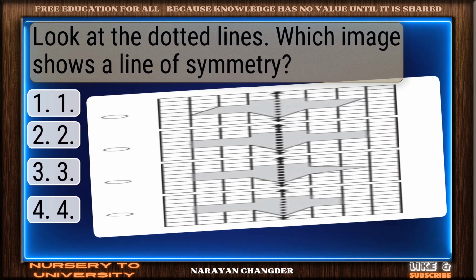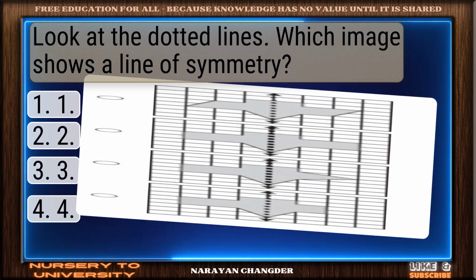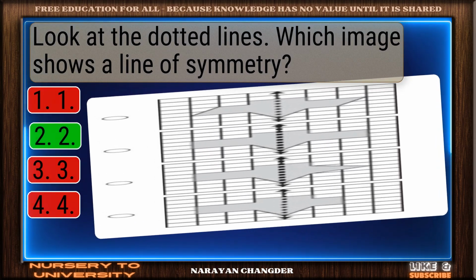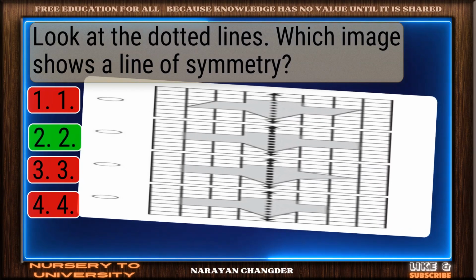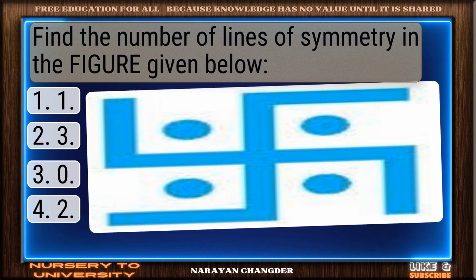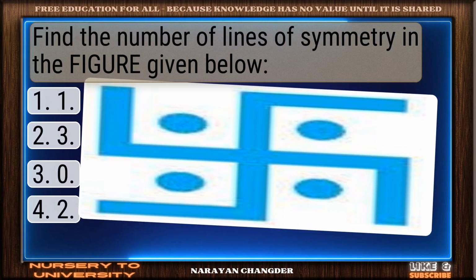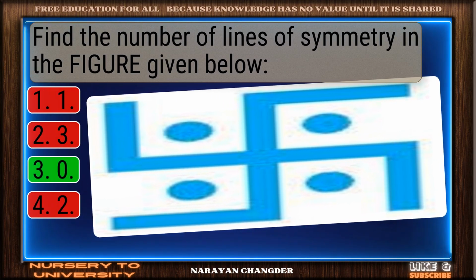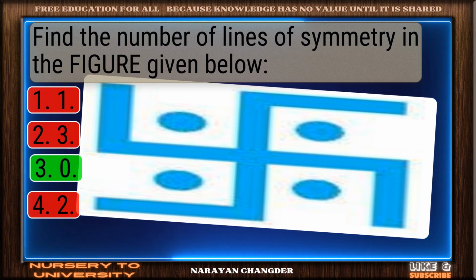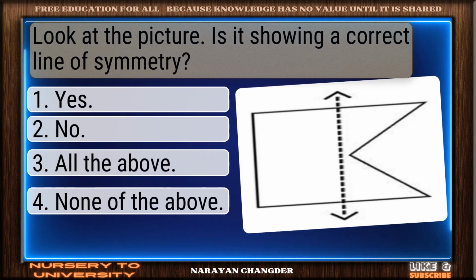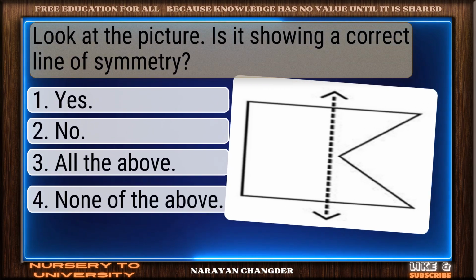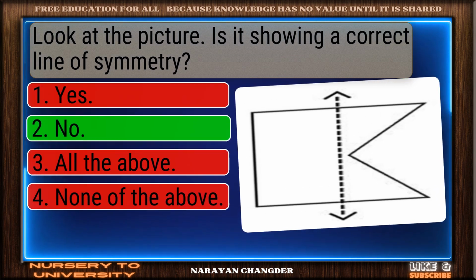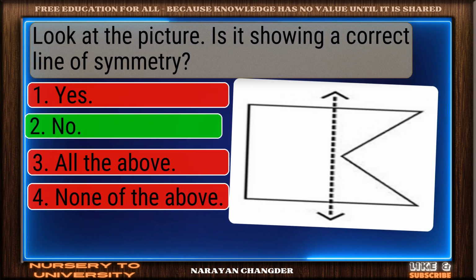Look at the dotted lines. Which image shows a line of symmetry? You chose 2, and it is correct. Find the number of lines of symmetry in the figure given below. Good thinking. Zero is the right answer. Look at the picture. Is it showing a correct line of symmetry? Smart pick. No is the correct choice.